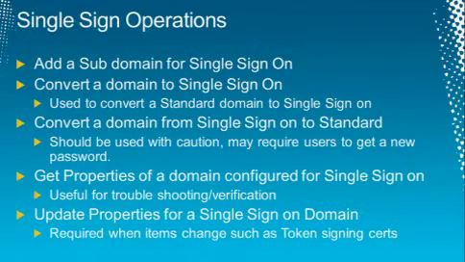You can also get properties, which is really good for troubleshooting. It'll tell you what the certificate is that's used for token signing, branding IDs, URLs, those sorts of things, from both the ADFS server perspective as well as Office 365. So you can make sure you've got everything set up the way you need it.